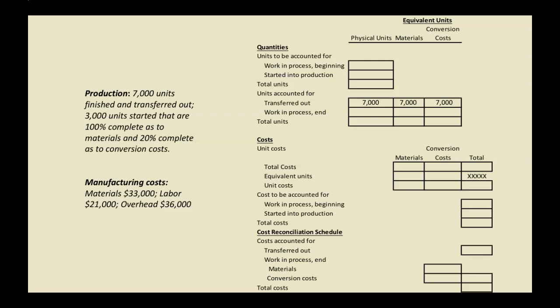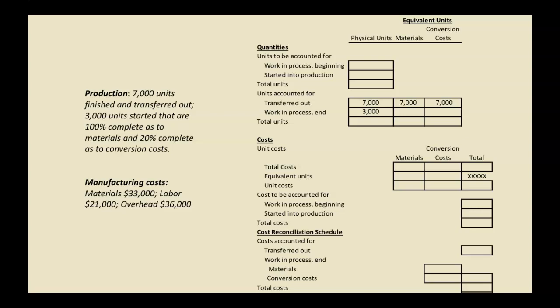Now, our ending work in process. We're told that there's 3,000 units there, right? The units that we started, but we just haven't finished them yet. So under the physical units, we'll put the full 3,000. Now our next two columns, you'll see above where it says materials and conversion costs, it says equivalent units, right? Because in these next two columns, this is how we solve for the equivalent units for our production cost report.